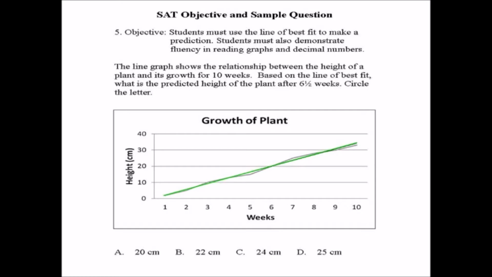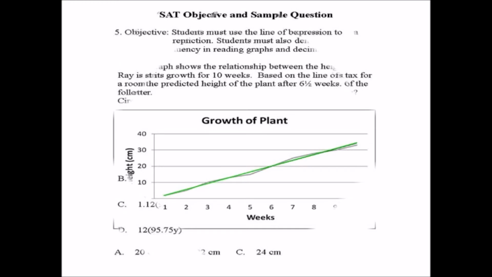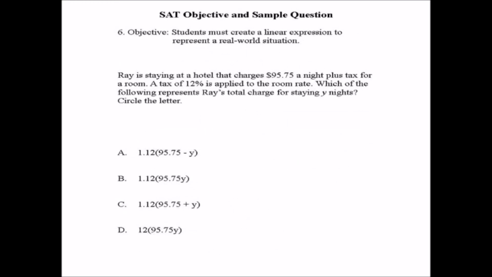So it's just one simple calculation you have to do, then you would get that sorted. And we move on to number 6. Ray is staying at a hotel that charges $95.75 a night plus tax for a room. A tax of 12% is applied to the room rate. Which of the following represents Ray's total cost for staying y nights?